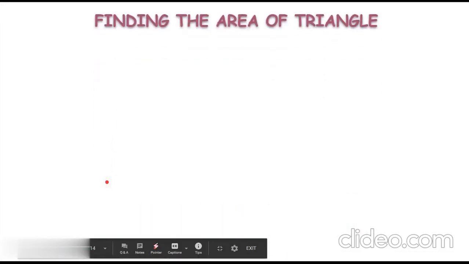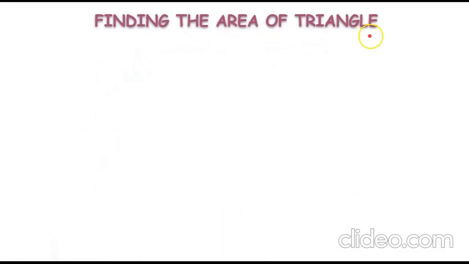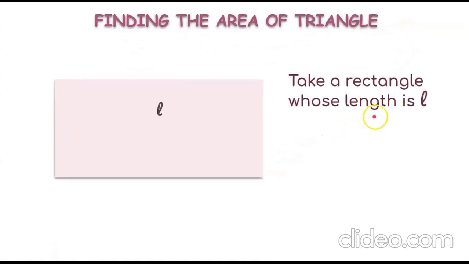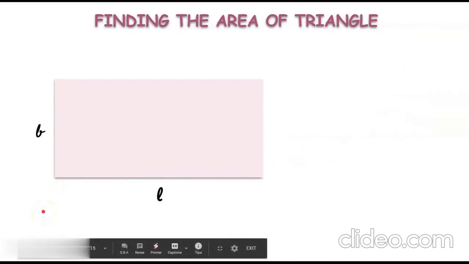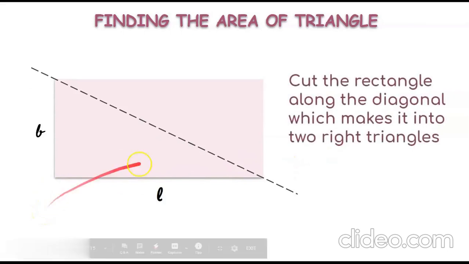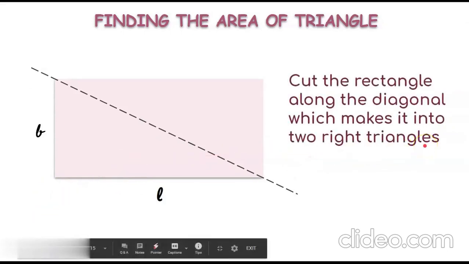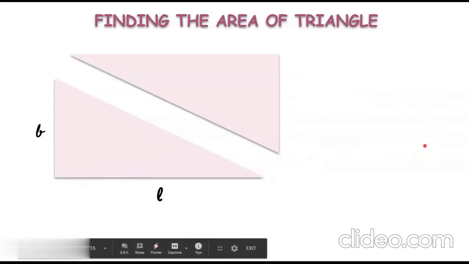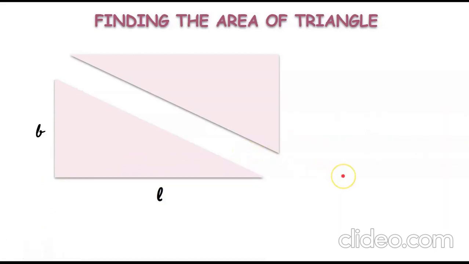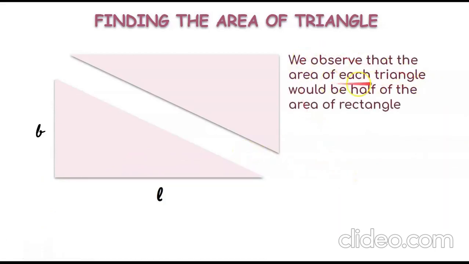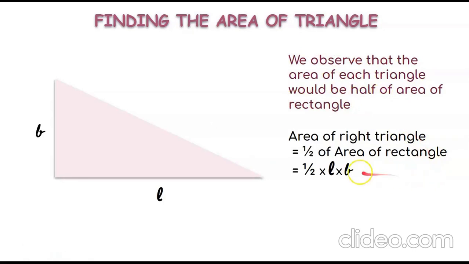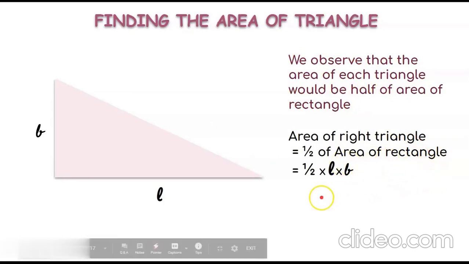Now we are going to find area of triangle. For that, take a rectangle whose length is L and breadth is B. Now cut the rectangle along the diagonal which makes it into two right triangles. Here we separated out the two right triangles, by which we can observe that the area of each right triangle would be half of the area of rectangle. Therefore, area of right triangle is equal to half into area of rectangle.